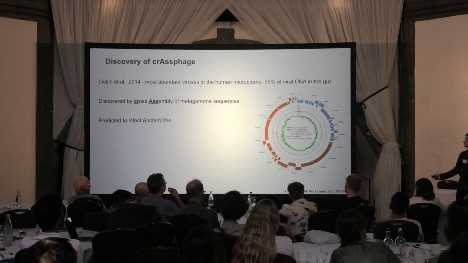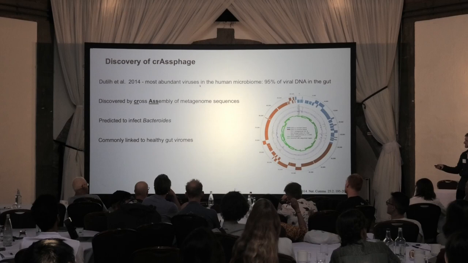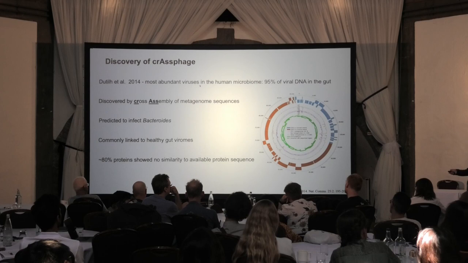So they predicted that this assembled sequence, which looked like a phage, would infect Bacteroides bacteria. And it was commonly linked to what they call healthy gut virions at the time. But 80% of the proteins did not show any similarity to available protein sequences.